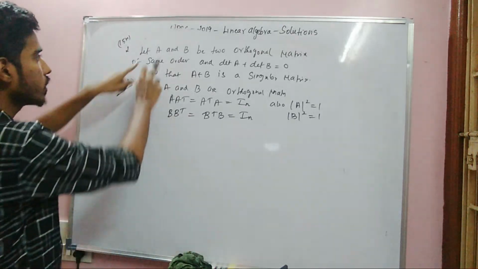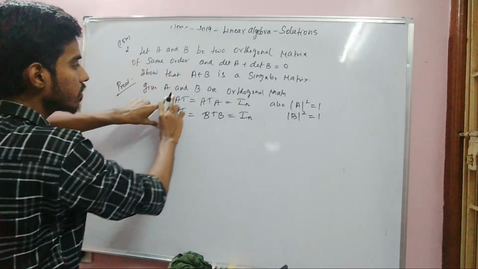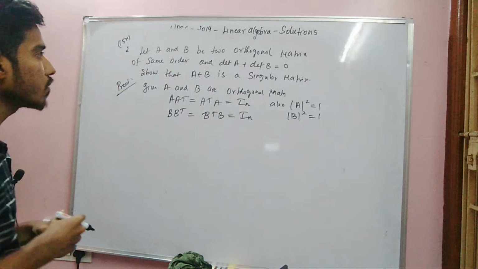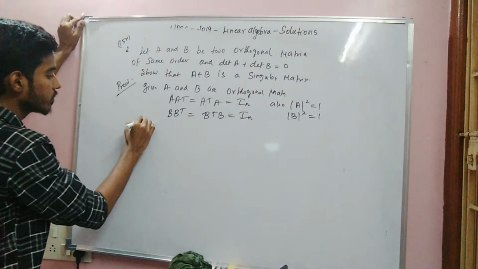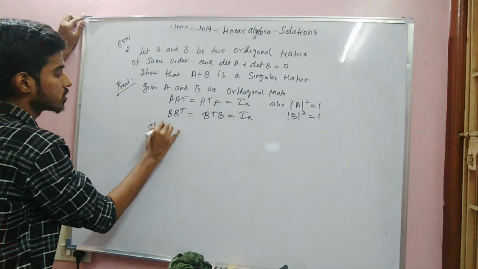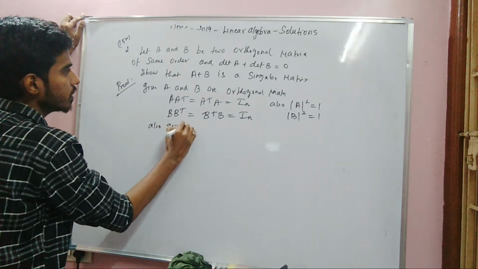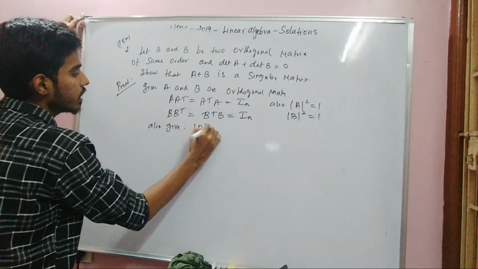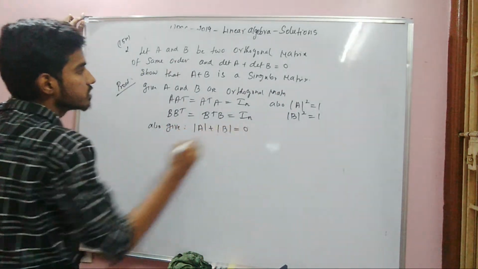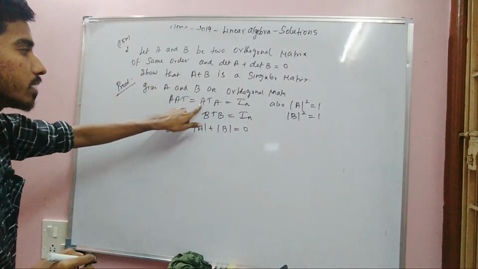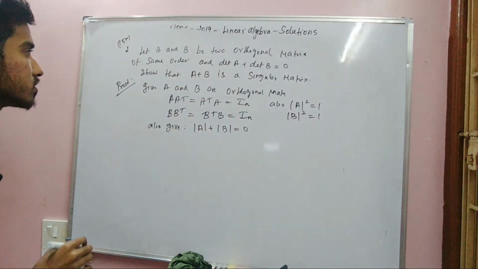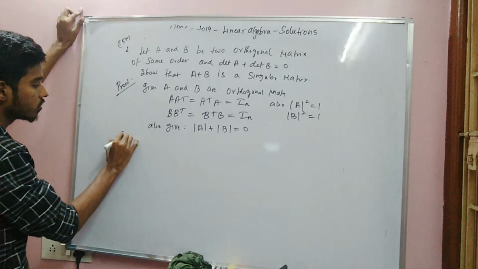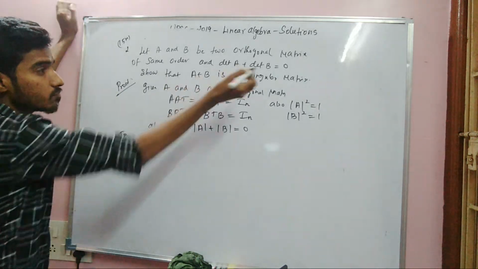Now, from only these two data we have written this information. It is also given that determinant of A plus determinant of B is equal to 0. So A and B are orthogonal matrices and determinant of A plus determinant of B is 0. Now what do we need to prove? To prove A plus B is a singular matrix.